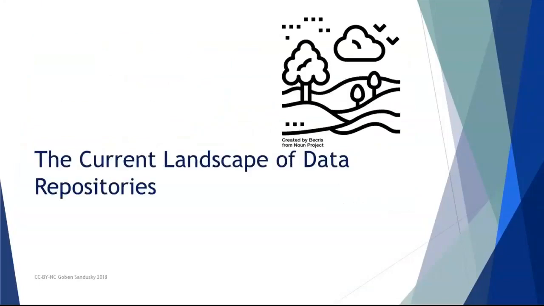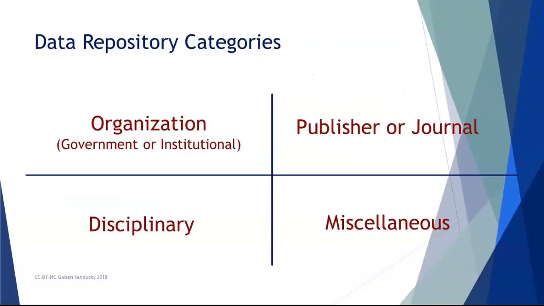Okay, so let's start with the current landscape of data repositories, now that we have slides working. I want to talk about data repository categories in four broad areas that are cropping up in different ways, and they have had different obligations, but they're all coalescing, and they're all those data repositories that everyone is trying to tackle. So we'll look at organization, publisher or journal, disciplinary, and then miscellaneous.